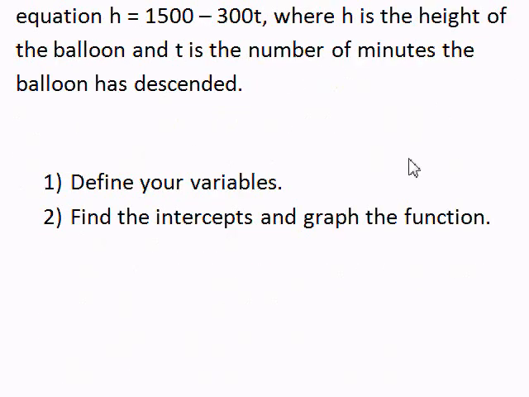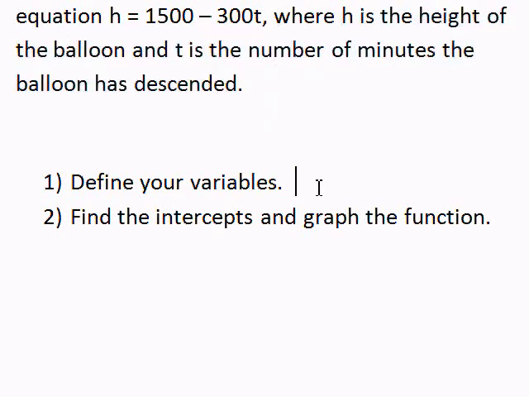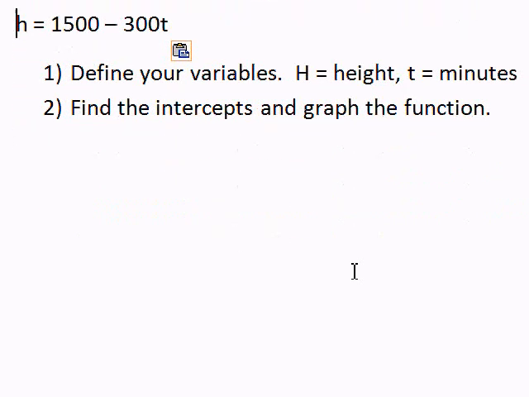Let's take a look at those first set of instructions: defining the variables, finding the intercepts, and graphing the function. Defining variables. In this case, the variables were actually defined for us. h is the height of the balloon, and t is the number of minutes the balloon has descended. So I'm going to define the variables as h is the height, and t is the number of minutes. Now we're going to take the equation and find the intercepts and then graph the function.